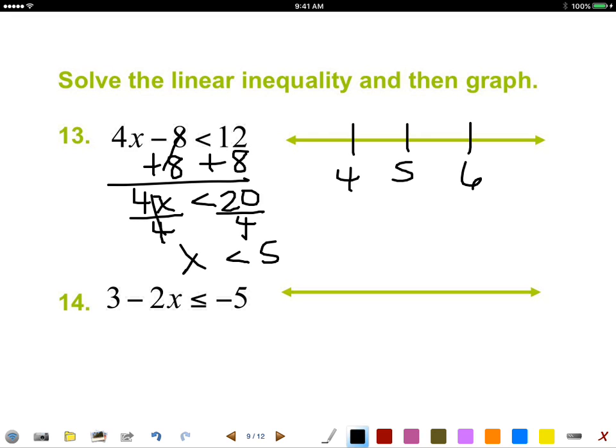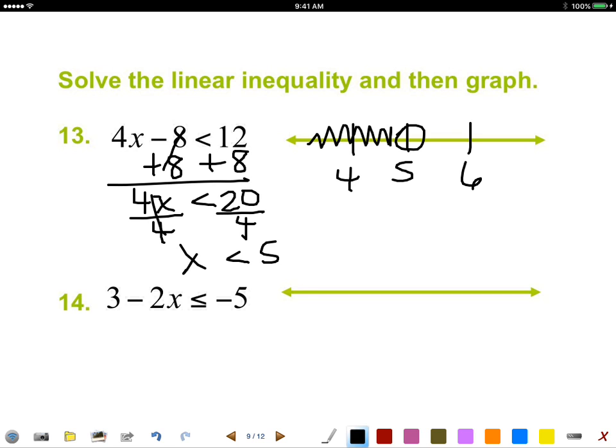X is less than 5 is going to be an open dot, and we're going to shade to the left. I know this is faster than normal, and I'm sorry, but again, if you need to go back and watch the lesson, it'll be on YouTube later today. All right, let's look at the next one.